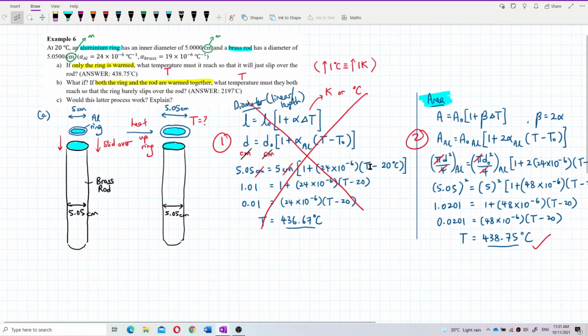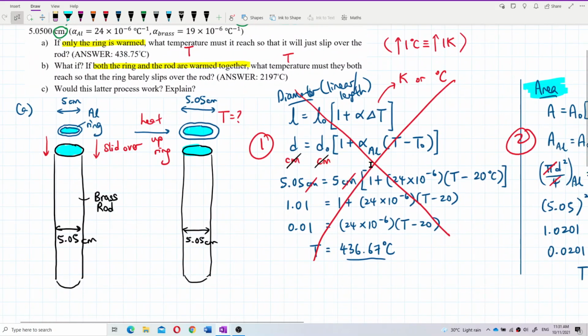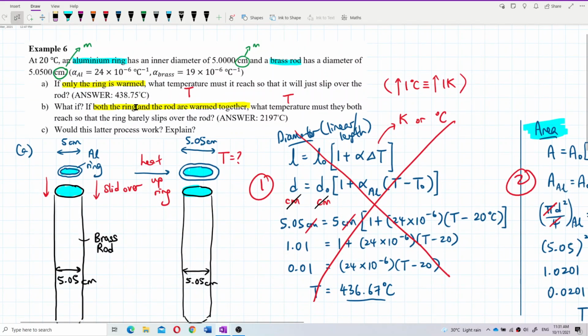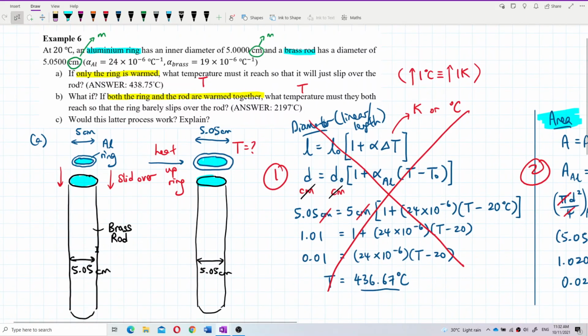Next, what if both the ring and the rod are warmed together? What temperature must they both reach so that the ring barely slips over the rod? Now the second situation is that both the ring and the brass rod are warmed together, so both expand. Last time, just the ring expanded, because in question A you just heated up the ring. Now you heat up the ring and the rod together, and both expand.